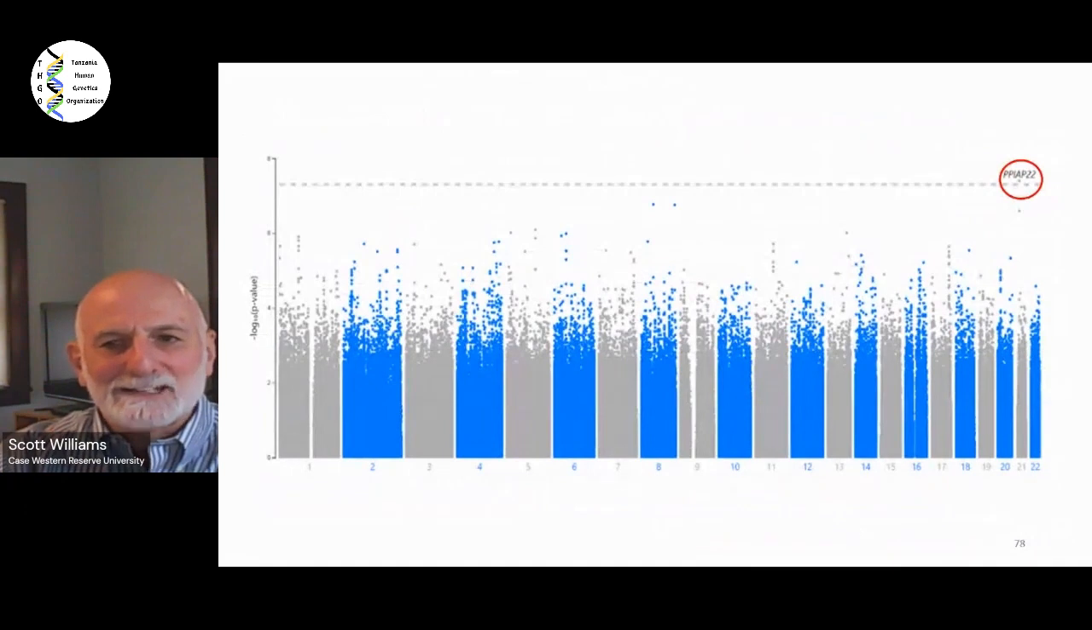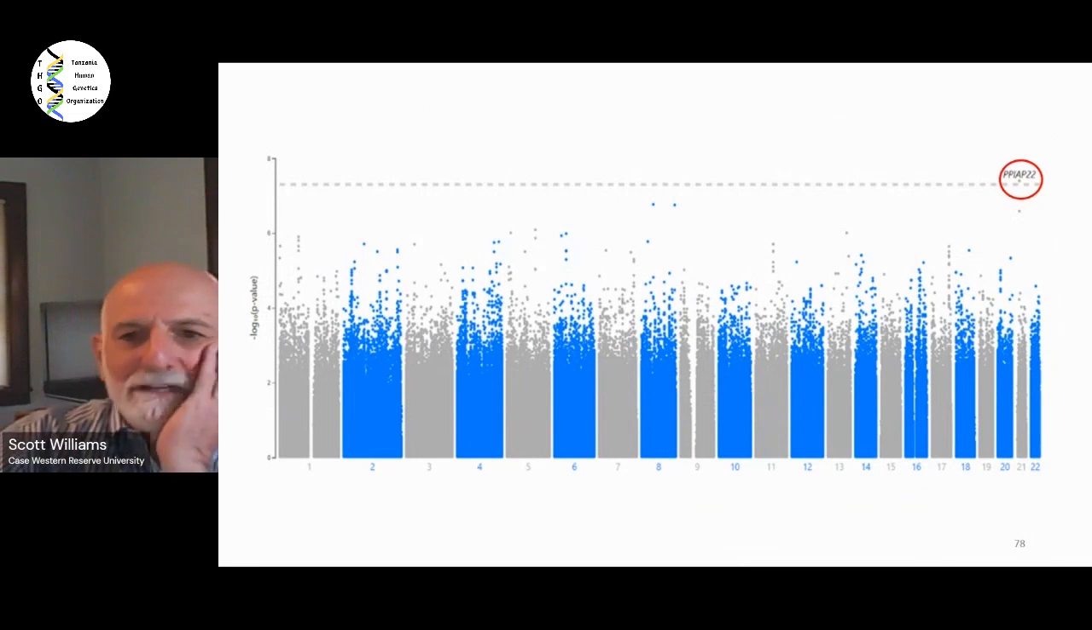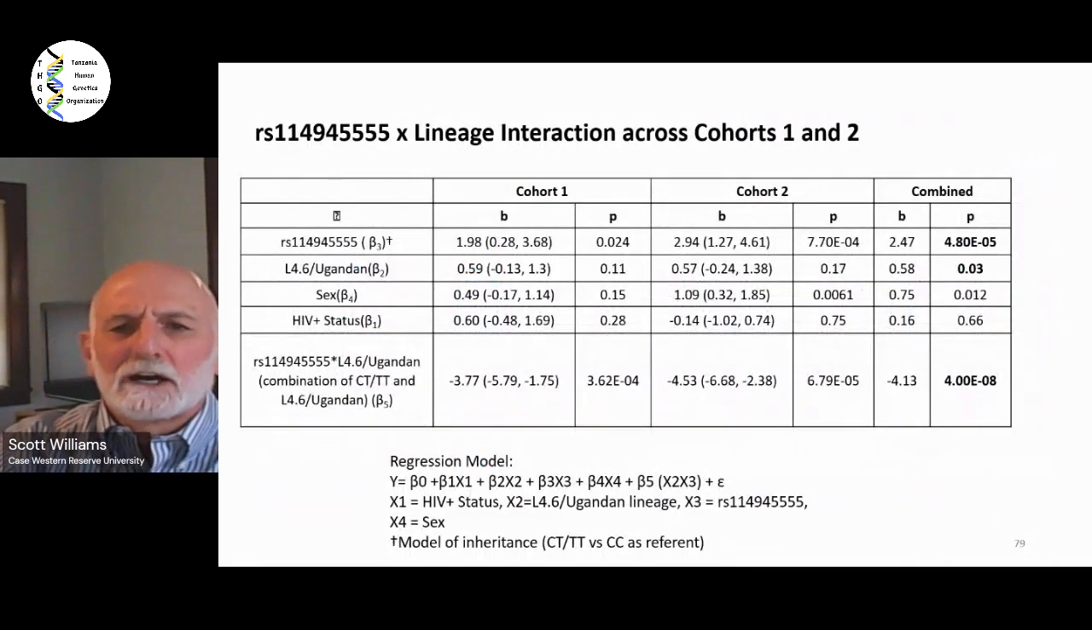This is a Manhattan plot, looking at all of the p-values for the interaction term using 5 × 10⁻⁸ as a threshold. One SNP in one pseudogene, and I'll point out that it's a pseudogene, PPI-AP22, meets the bar of being genome-wide significant for the interaction term. The SNP with the full model in the combined data is very significant, 4 × 10⁻⁵. The lineage is significant when the interaction term is in the model. Remember, it was not at all significant in the model not adjusted for the interaction, and the interaction term is highly significant.